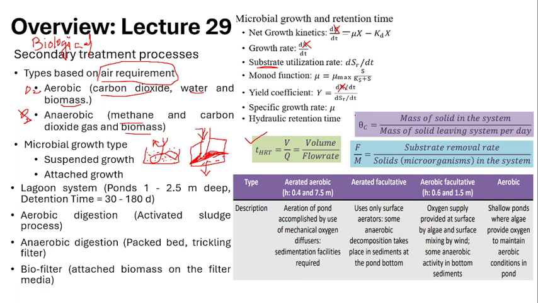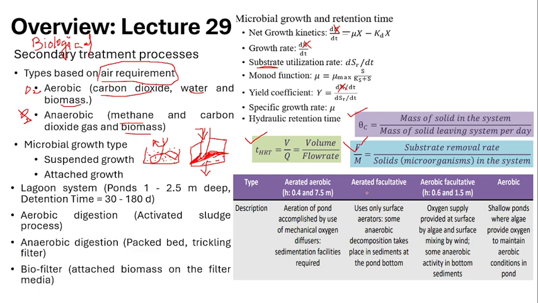This is one formula. And theta C. Theta C is the mean residence time. This is for the sludge, how much time it is there. So theta C is equal to mass of the solid in the system, how much solid is there in the system, divided by mass of the solid leaving the system per day. So this is theta C, the mean residence time. And F by M is the food to mass ratio. So this is given by substrate removal rate by solid microorganisms in the system. So these are the formulas required for solids.